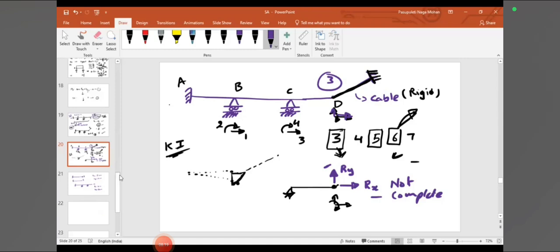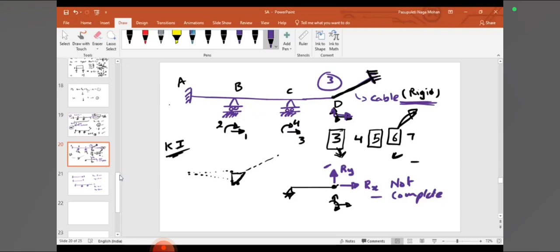If I consider these are axially rigid, can you tell me what might be the answer? If it is axially rigid, you know right what is meant by axially rigid? 3, sir. Only 3. Rotation at B, rotation at C, and vertical at D.